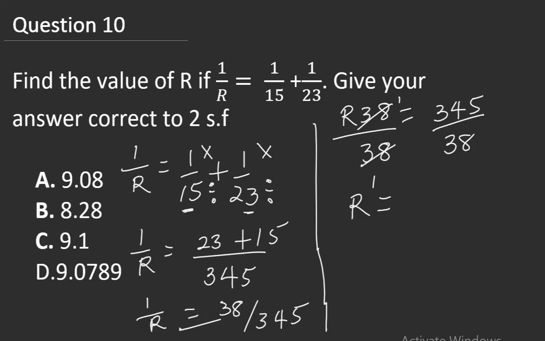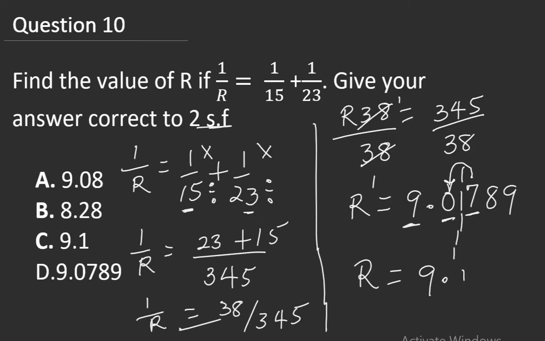If you do the division, it's going to give you about 9.0789. The instruction says your answer should be to 2 significant figures. This is 1 significant figure, 2 significant figures. Separate this with a dotted line. Since the closest digit 7 is up to 1, if you round this up to 1, add to 0, your final answer R is equal to 9.1. So the right option is C. Alright, that's for question 10.